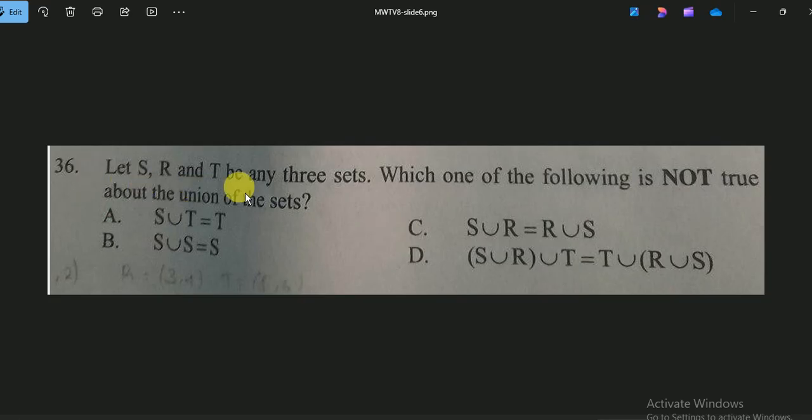36. Let S, R, and T be any three sets. Which one of the following is not true about the union of the sets? S union T is T. Okay, simply remember the definition and properties of set operations.